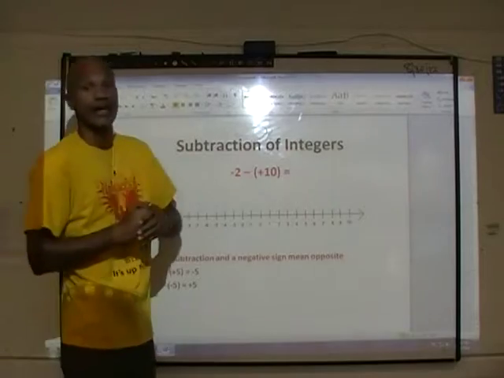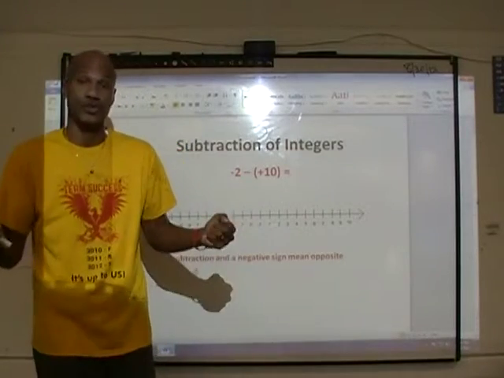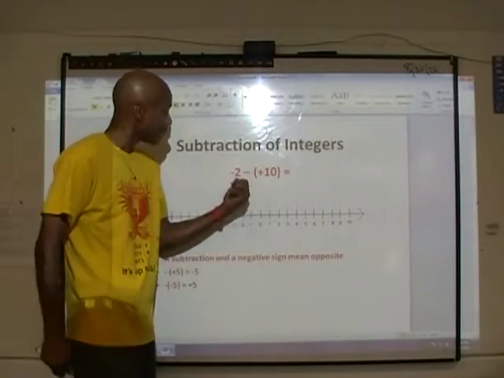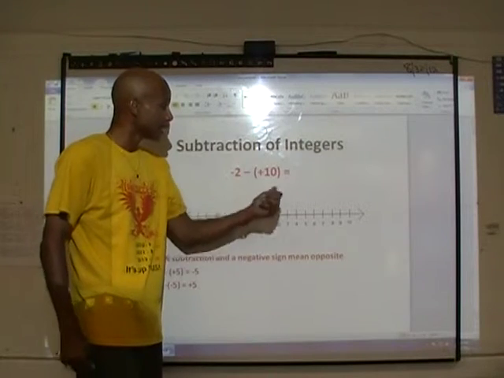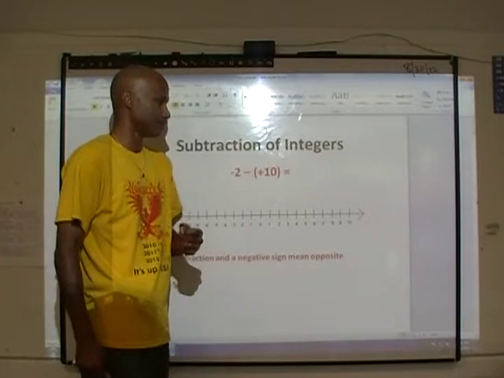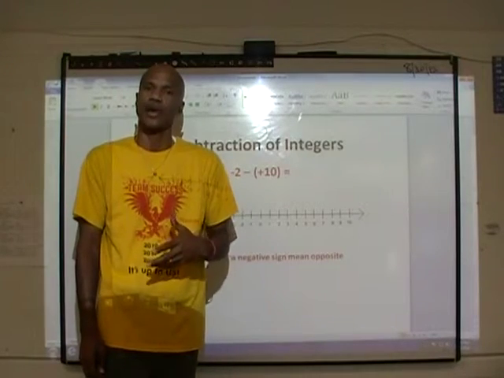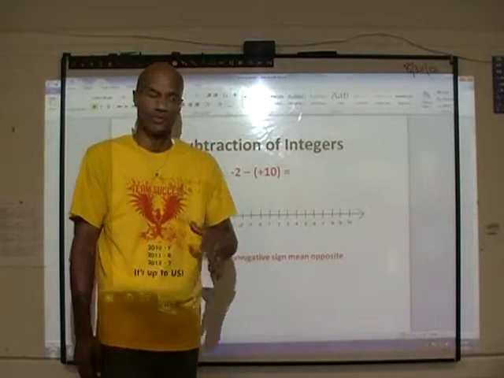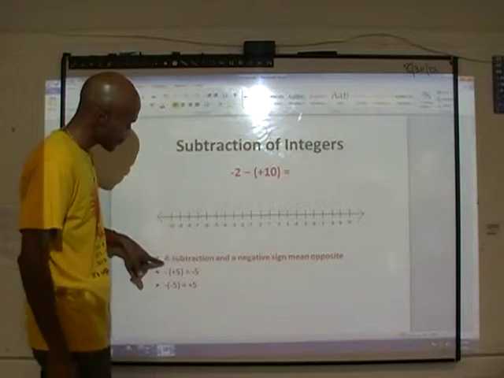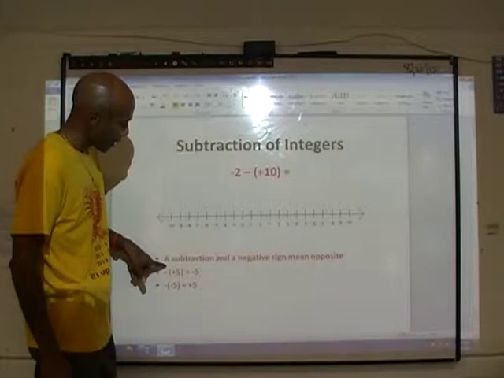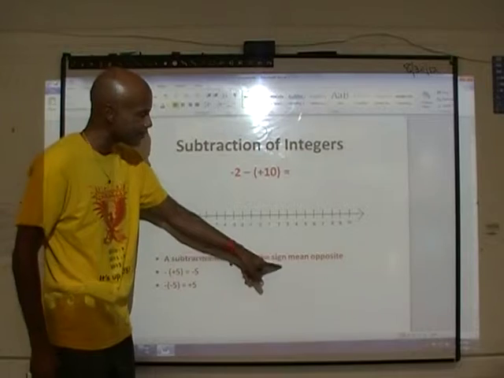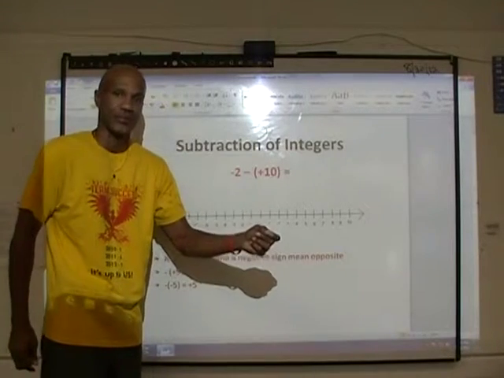Let us take a look at this subtraction of integers problem. I have negative 2 minus a positive 10. Before I go ahead and solve this equation, I want to go back to my rules and hints. One of my hints, I say here, a subtraction and a negative sign mean opposite.